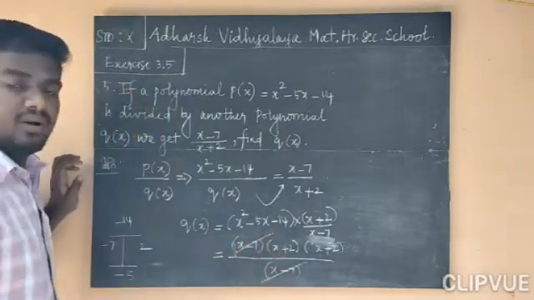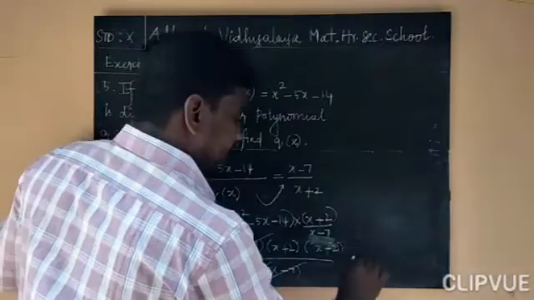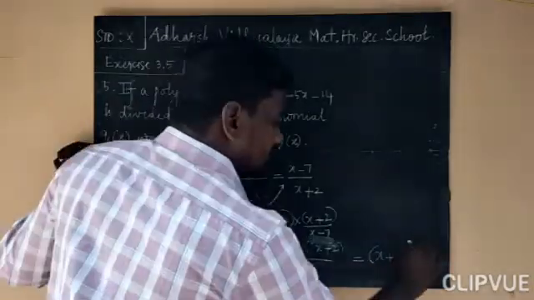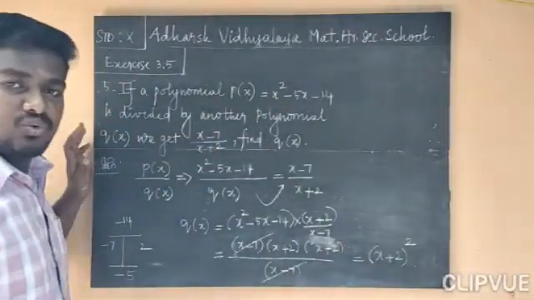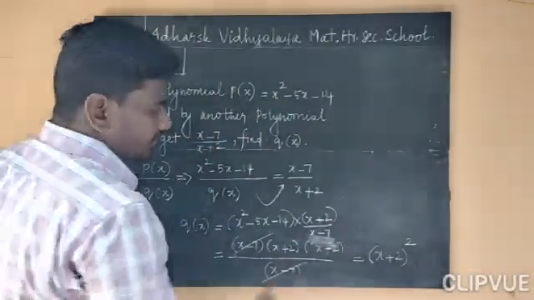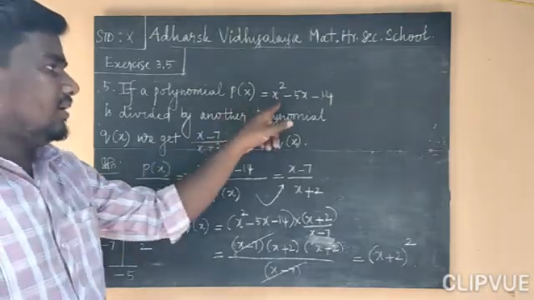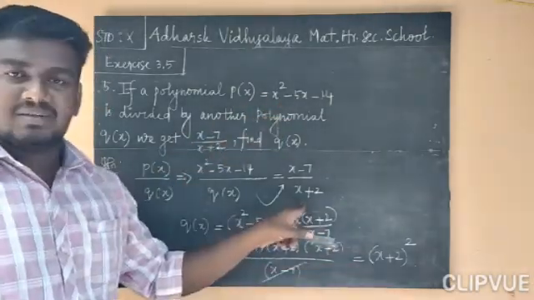Cancel this and this because common factors. So what do we have? X plus 2 into x plus 2, or else you can write it as x plus 2 the whole square. So this is the polynomial q of x. When we divide this polynomial by this, you can get the rational expression, this one.